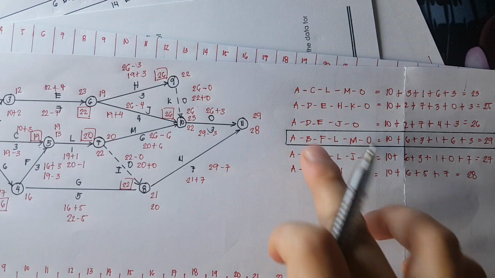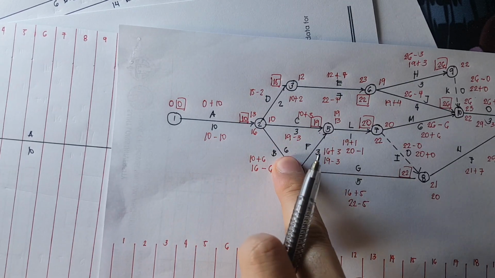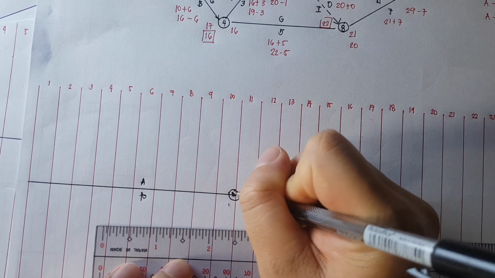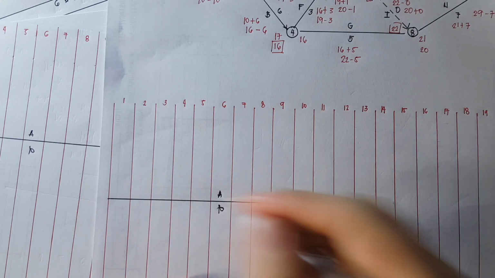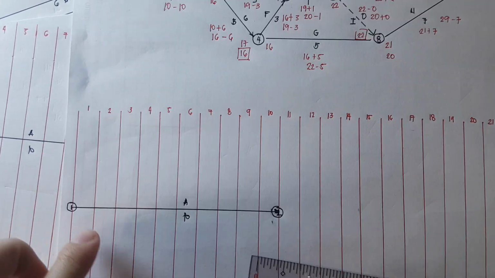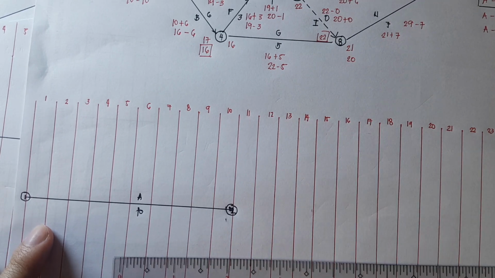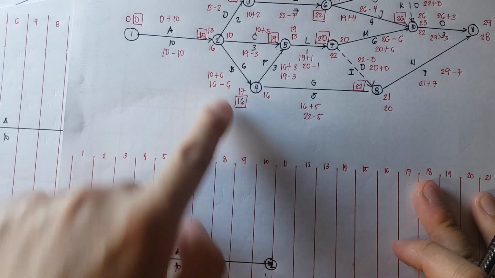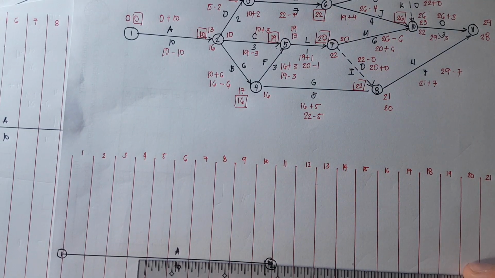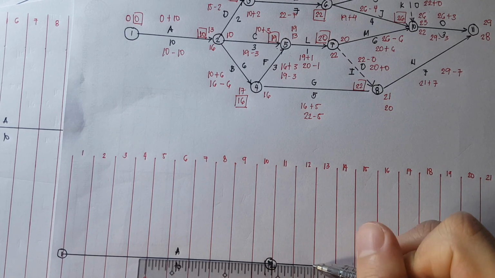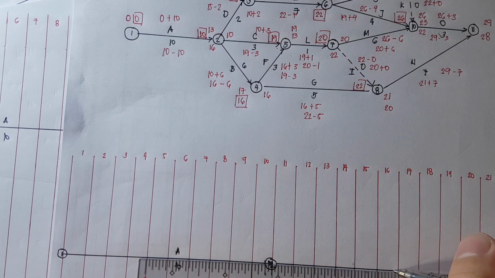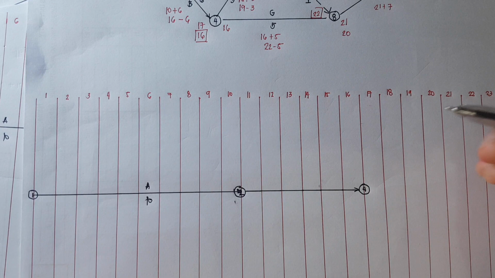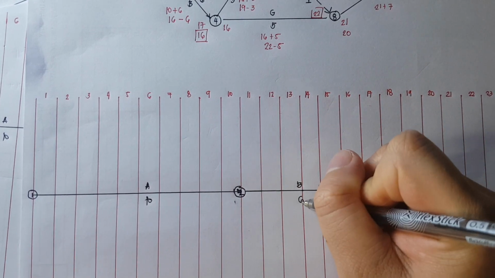Next critical activity is B. And activity B is 6 days. So simply connect, but don't forget we have our node here. So here we have node number 1, node number 2. Activity 2 to 4 is activity B. Therefore, the next node is 4. And B has 6 days. So we have 1, 2, 3, 4, 5, 6. So we have here node number 4. And this is activity B, which is 6 days.